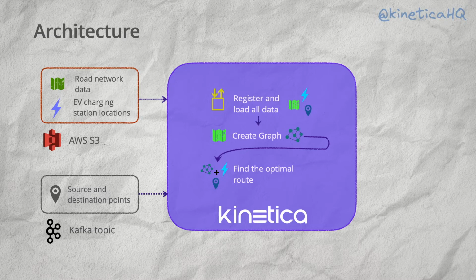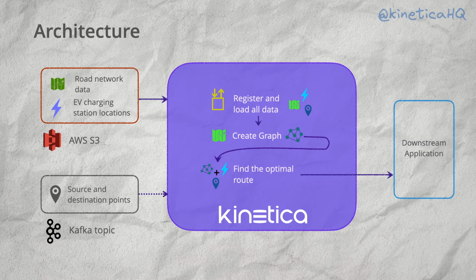Once the data hits Kinetica, we use the Graph API to find the optimal route for new sets of source and destination points that are streaming in from Kafka. Although we haven't covered this in this demo, Kinetica also makes it easy to plug into these outputs for downstream analytics and decisioning systems.